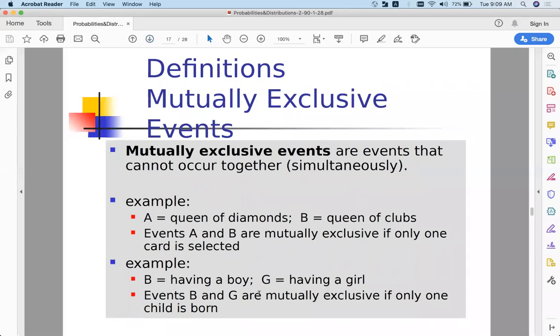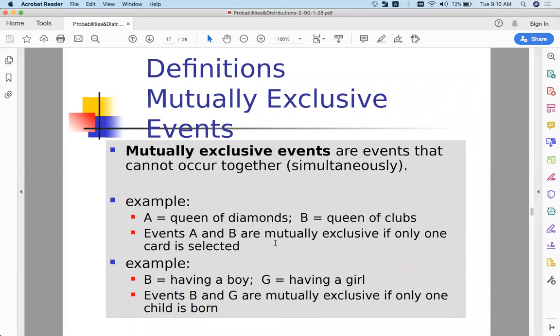Now this is a little bit confusing. Take some time. Mutually exclusive events are events that cannot occur together. For example, a queen of diamonds and a queen of clubs. Events A and B are mutually exclusive if only one card is selected, right? When you select a card, it can be either queen of diamonds or queen of clubs, so both of them cannot occur.